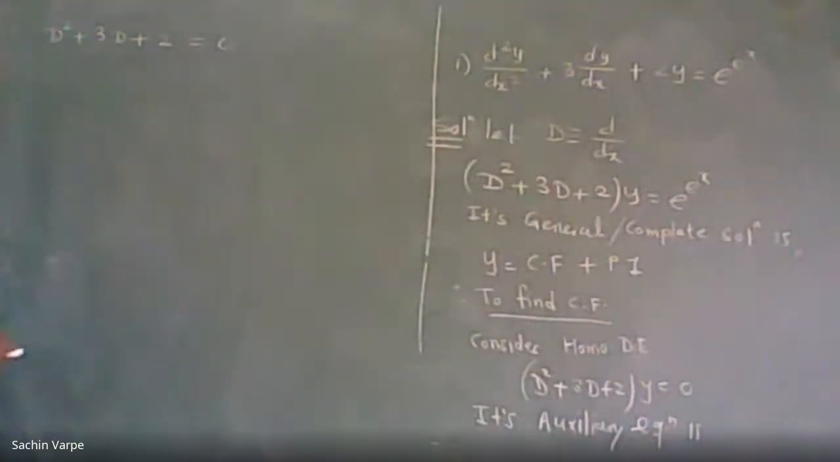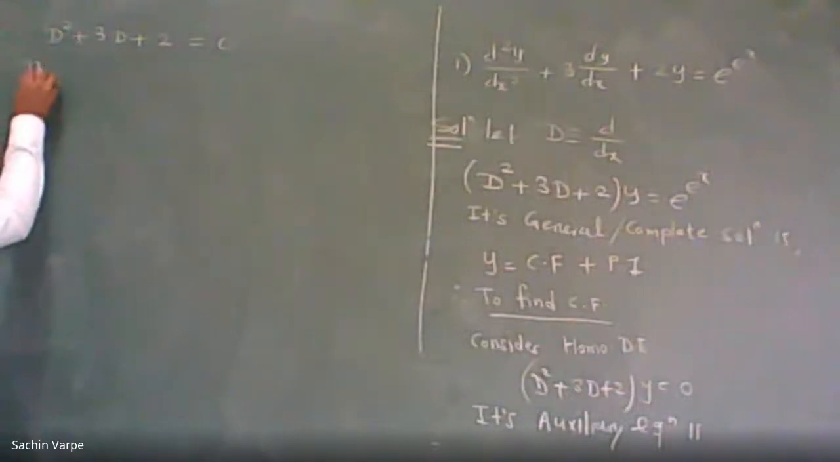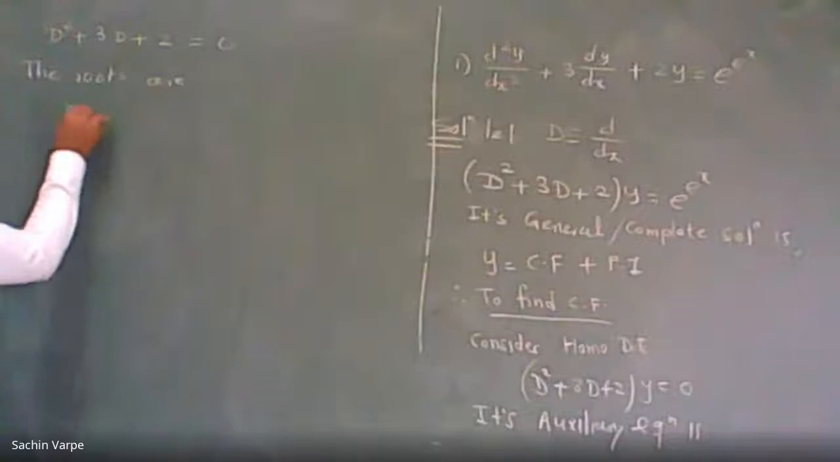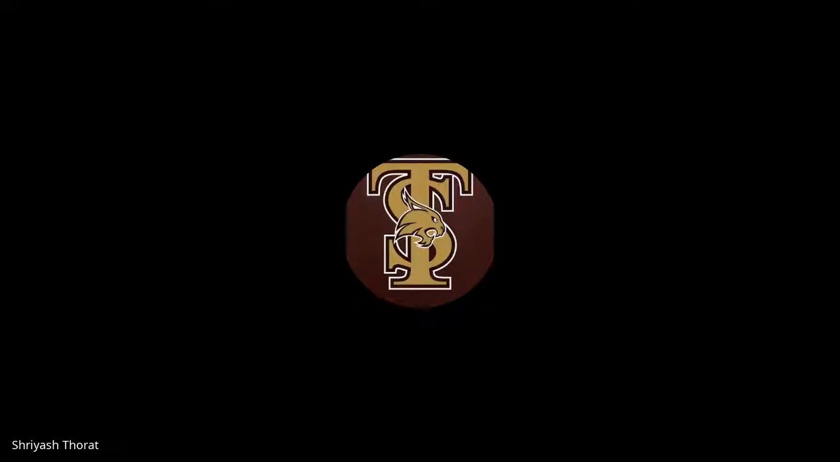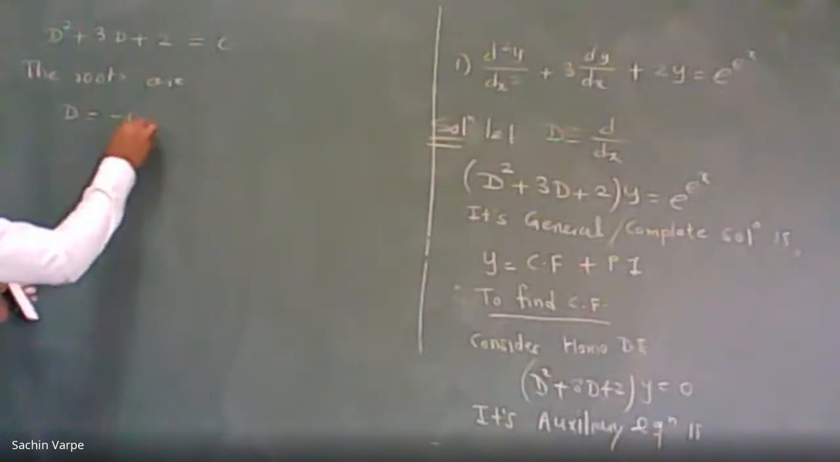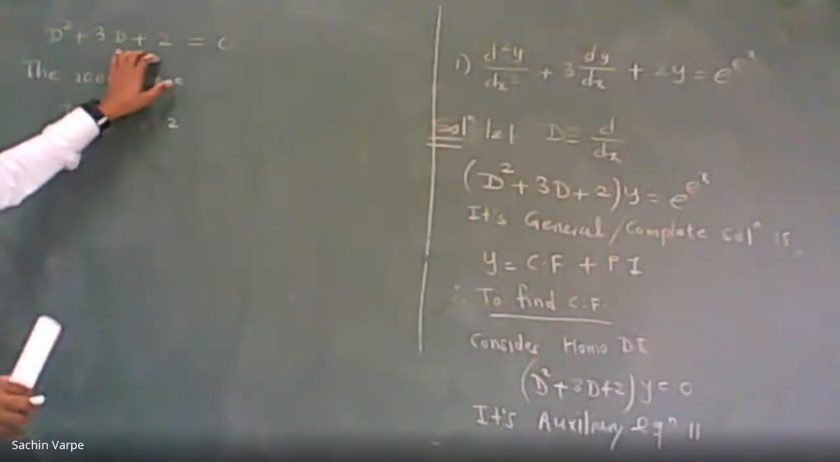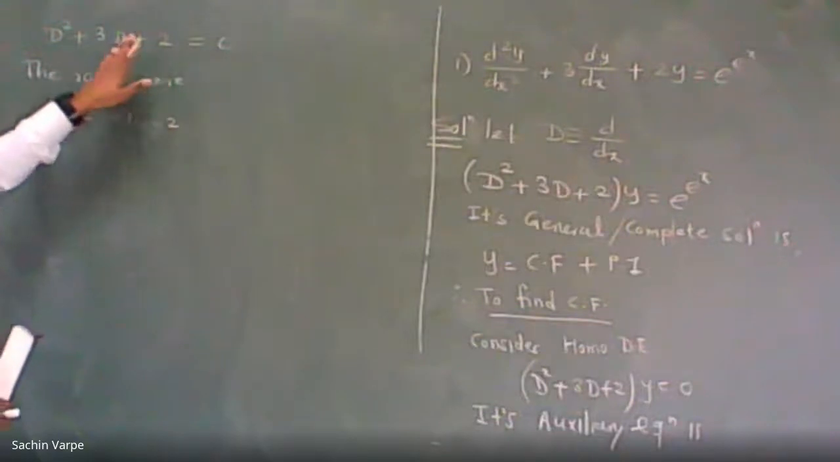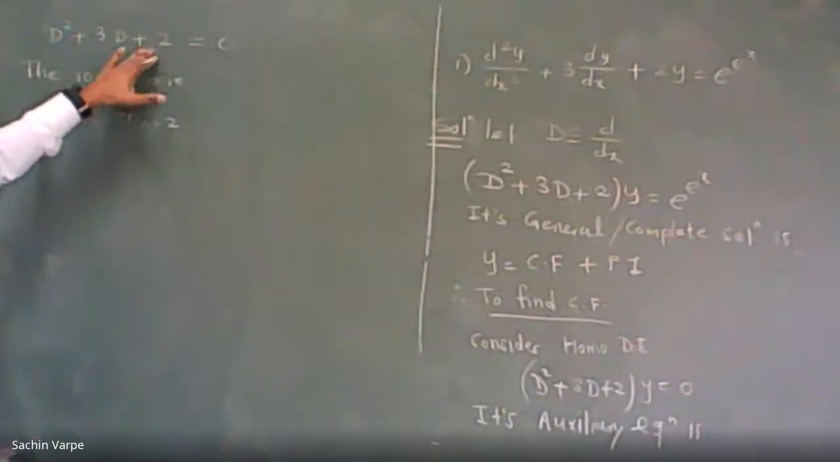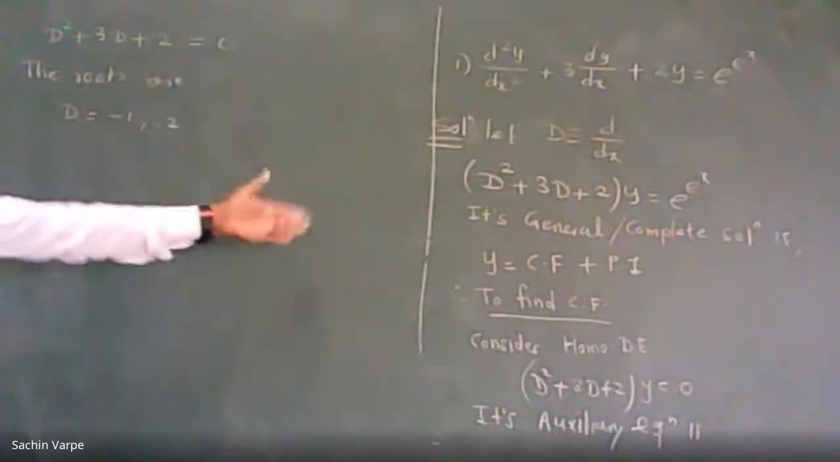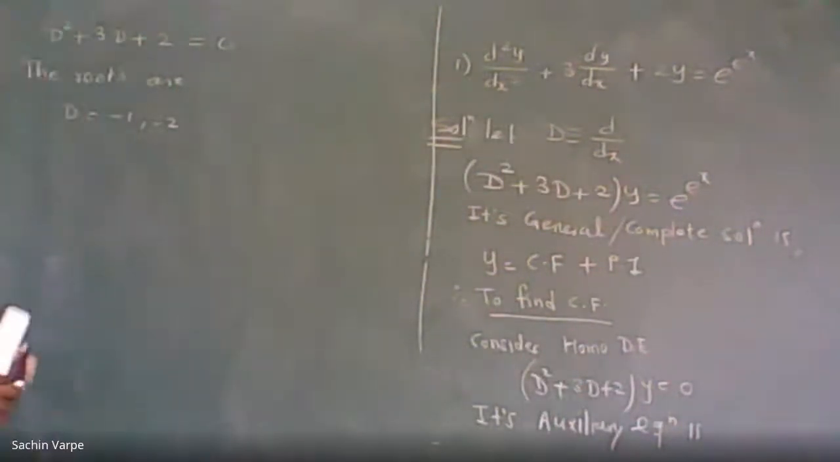This is the auxiliary equation. So the roots of the auxiliary equation are D equal to -1, -2. There are several options again to find the roots. Splitting the middle term is one option, or the quadratic formula, which is the general one, or you can find the roots by the completing square method also, isn't it?